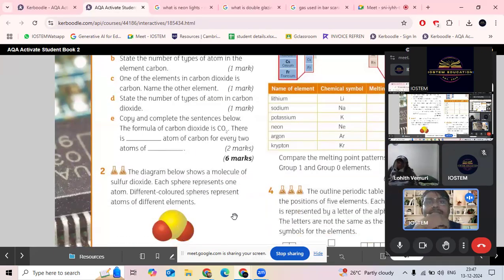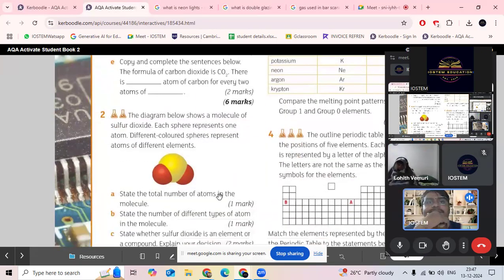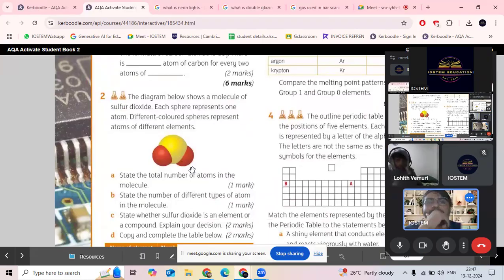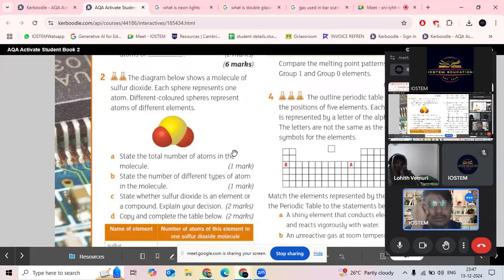Copy the complete things, this you will get. Okay, tell me these things. What is that? Total number of atoms in a molecule. This is the molecule, right? One bigger atom is there, 2 smaller atoms are there, right? So how many total atoms in this molecule? Very good. Number of different types of atoms? Sulfur and oxygen. Yes.